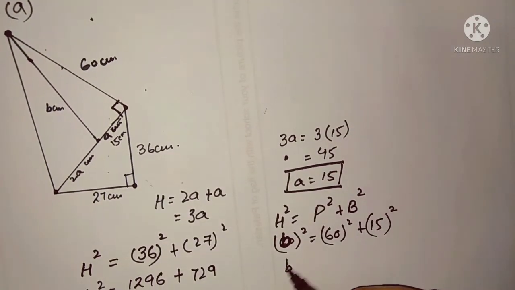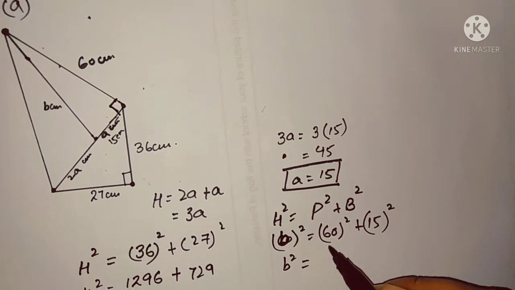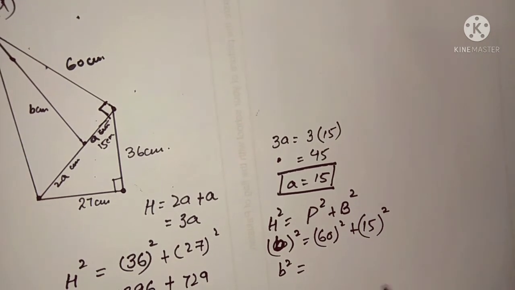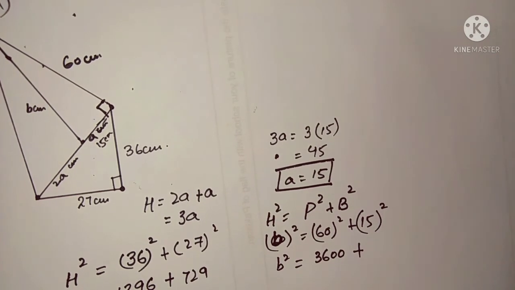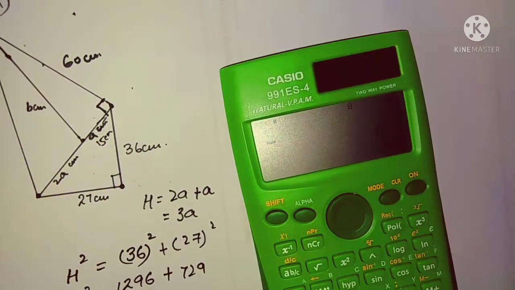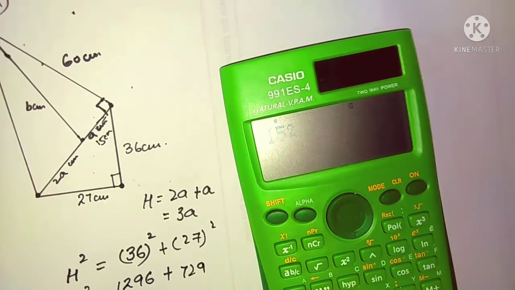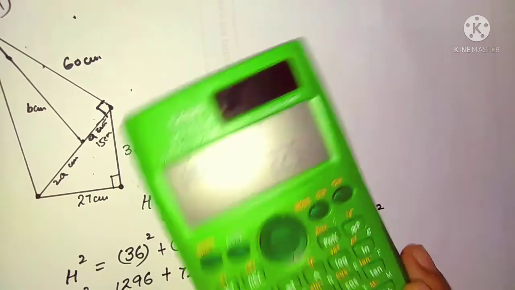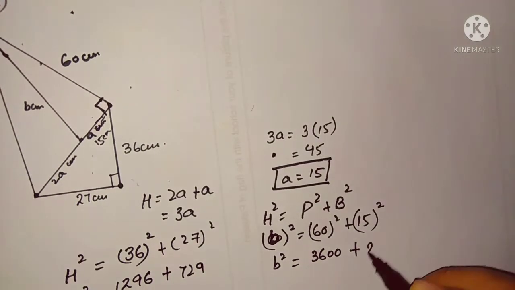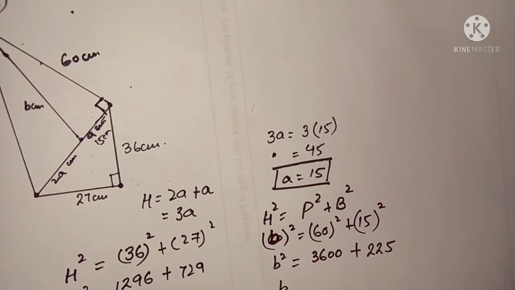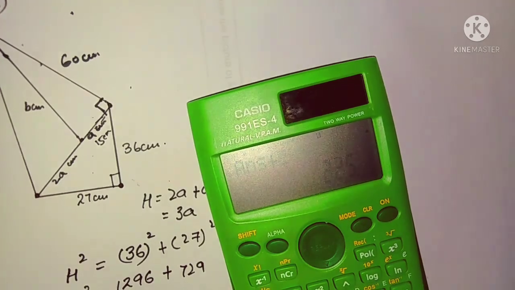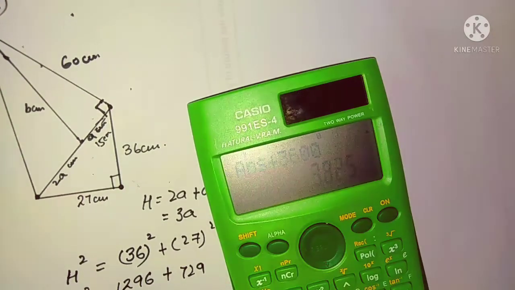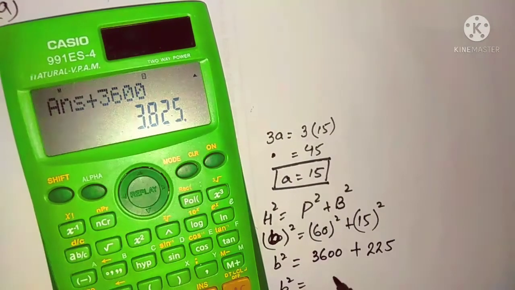So the hypotenuse is 60, the perpendicular is b, and the base, from here till here, is 15. Alright, so 60 square is equal to b square plus 15 square. When I take the square of 60, what do I get? 6 sixes are 36 and double 0. And when I take the square of 15, 15 square will be equal to 225.